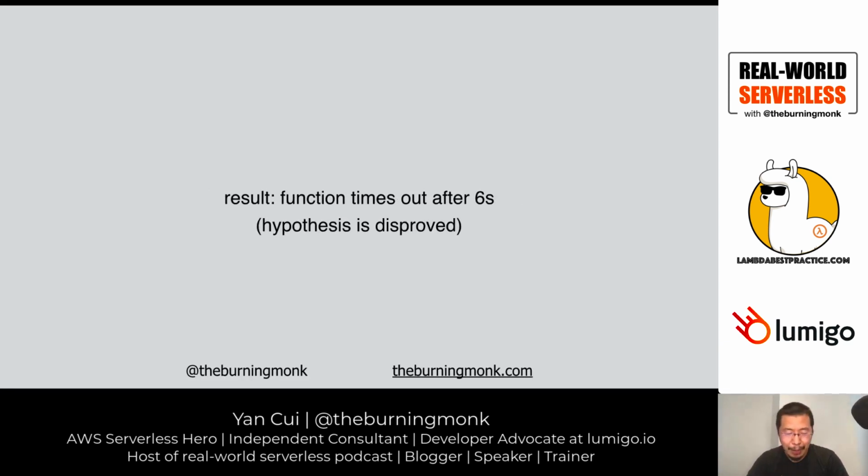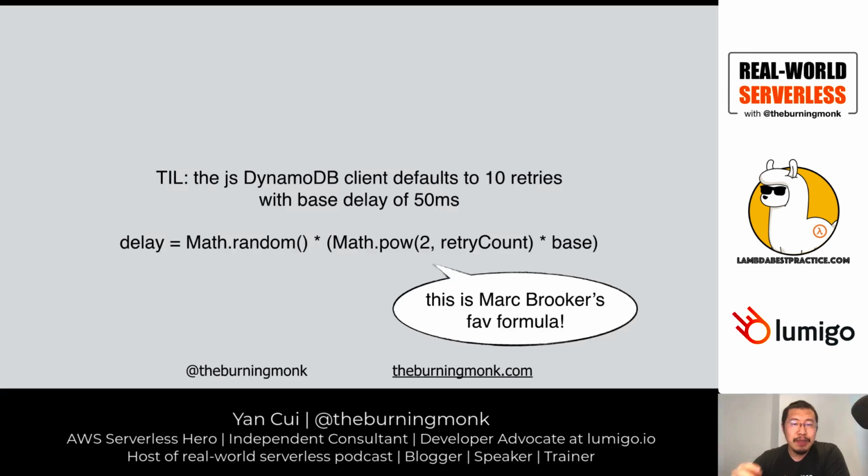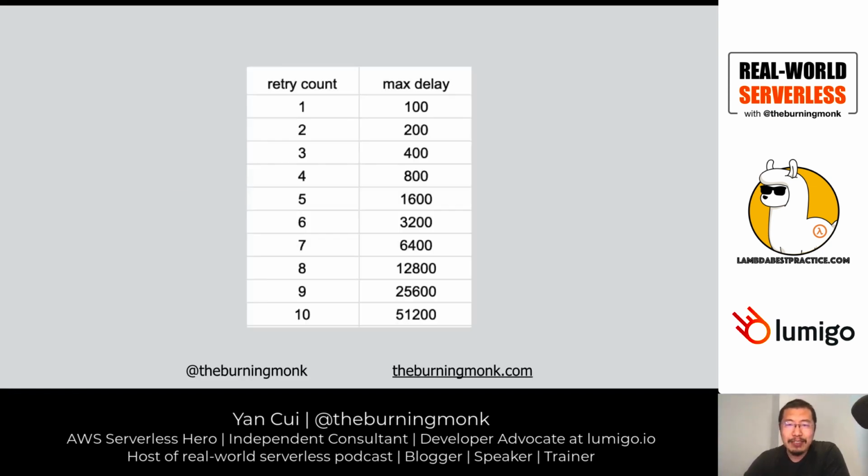What actually happened was that my function, again, timed out after 6 seconds. It turns out the DynamoDB client, for JavaScript at least, has a default of a maximum of 10 retries, with an exponential backoff that starts at 50 milliseconds. And the delay between each retry is calculated using this formula, which Mark Brooker, who is a senior principal engineer at AWS, professed at the last re:Invent is his favorite formula of all time. And so when you crunch the numbers, the max delay between retries alone can easily push you over, say, a 6-second timeout that you set for a Lambda function.